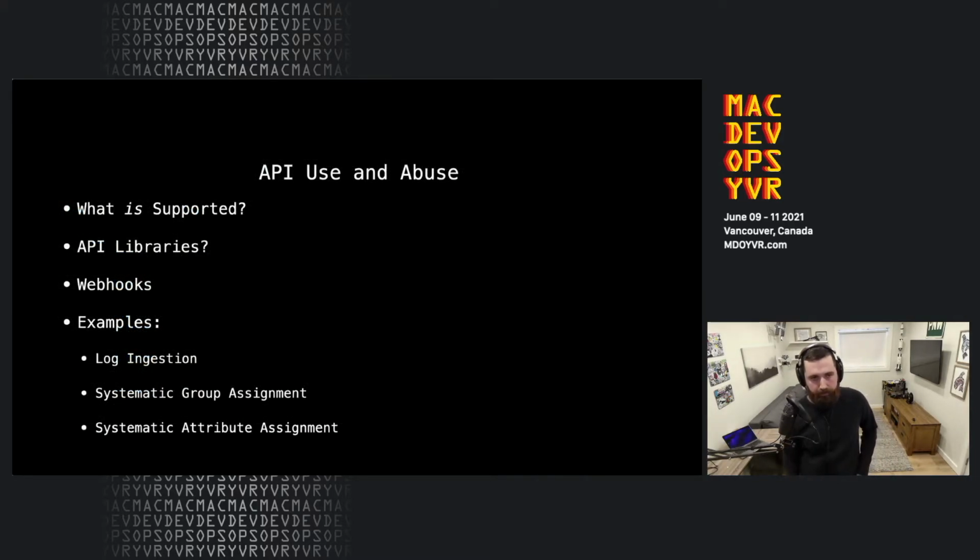API use and abuse. What is supported? API libraries, webhooks. We're going to do a couple of different examples within this. I think there's a very clear, or maybe more blurry, line between an MDM solution that is manually maintained and used from the GUI, and that jump to the place where admins feel comfortable using an API and systematically using an API. I think that's no small jump, and I don't want to discount that by any means. But it's very powerful once you start to dip your toes into that type of thing, and we'll see some benefits from that as we go through this.